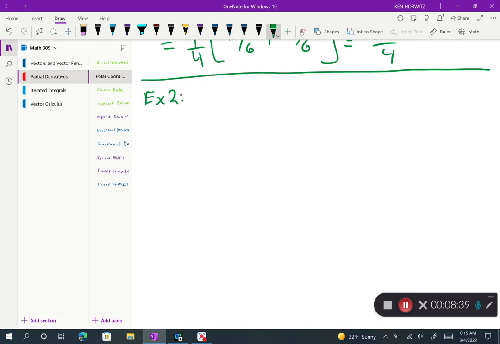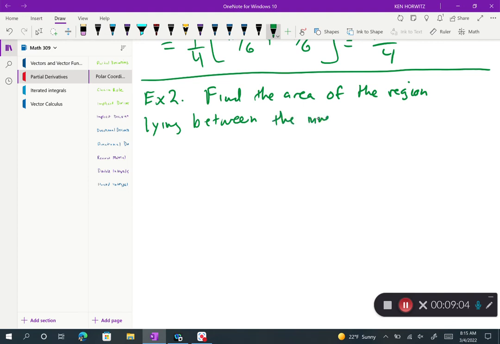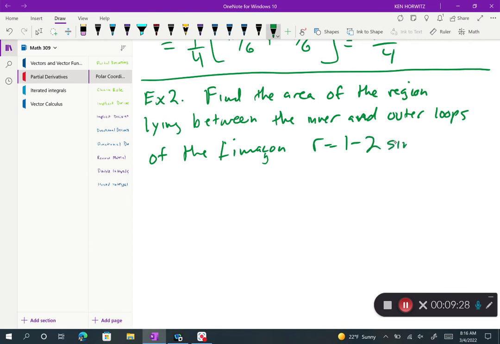We want to find the area of the region lying between the inner and outer loops of the limacon r equals 1 minus 2 sine theta.